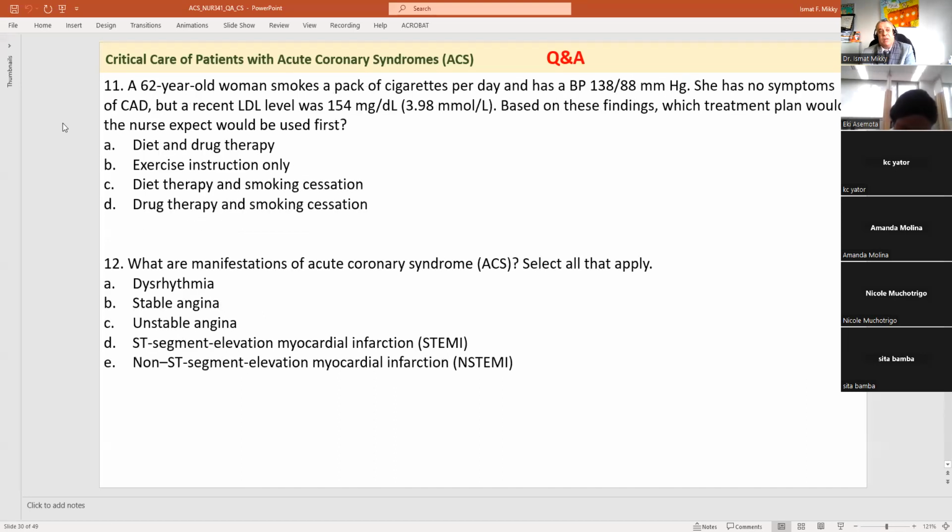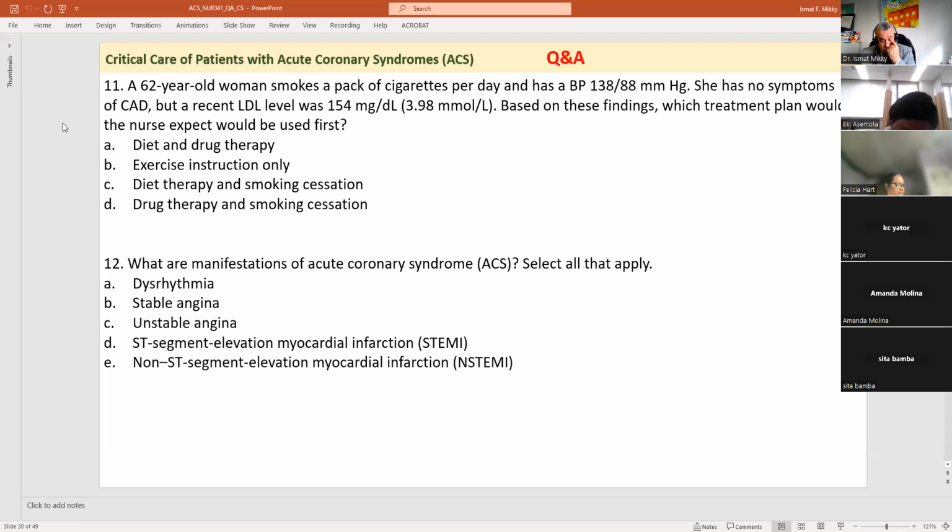Right. So 11. A 62-year-old woman smokes a pack of cigarettes per day and has a BP of 138/88. She has no symptoms of CAD, but the recent LDL level was 154. Based on these findings, which treatment plan would the nurse expect to be used first? Diet therapy and smoking cessation.